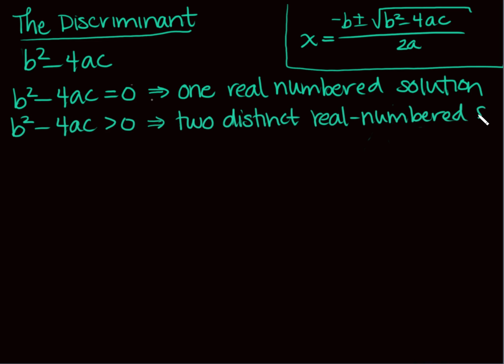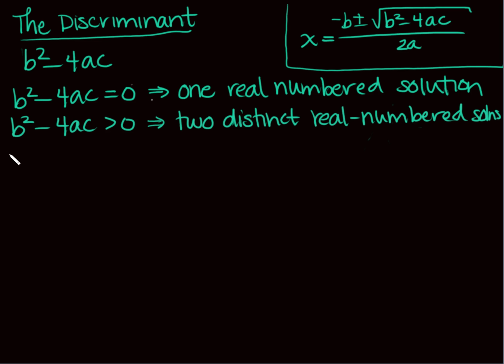If this is a positive number, then I have plus or minus the square root of a positive number, so I'm going to stay in the real numbers. You can talk about whether you're going to have rational or irrational solutions based on whether you have a perfect square or not, but we're just talking about the nature of our solutions.